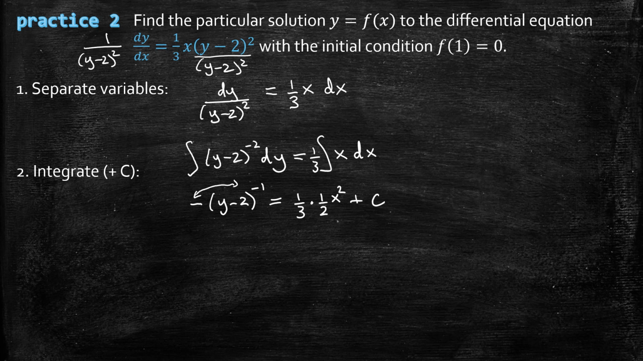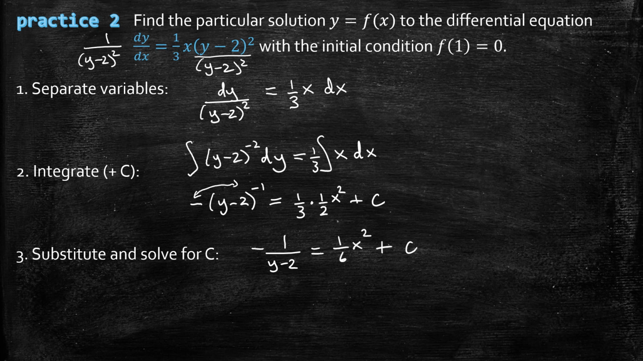And then the next step is going to be substitute and solve for c. I don't particularly enjoy substituting when I'm dealing with negative exponents, so I might just rewrite the left-hand side as this first, and then simplify. And then we get to solve for c, which is to plug in the point 1, 0 based on this initial condition up here. So when we plug that in, we get -1 over 0 minus 2 equals 1/6 of 1 squared plus c.